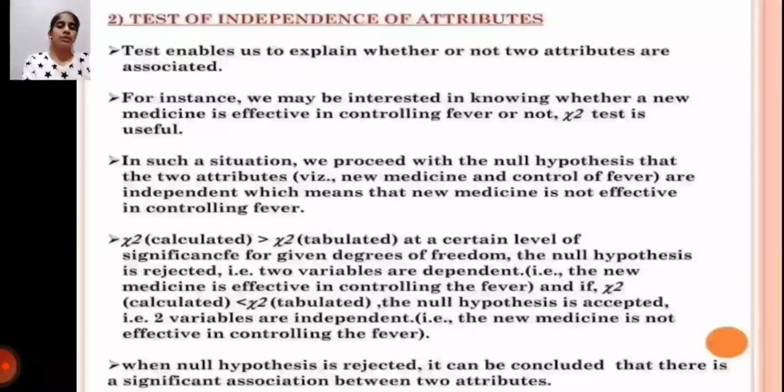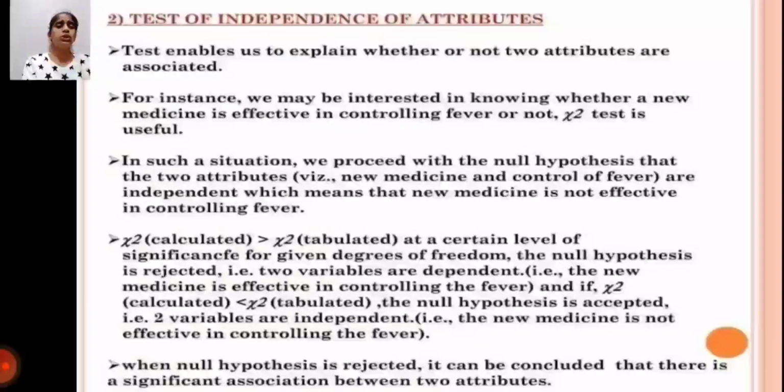And the second application is test of independence of attributes. The test enables us to explain whether or not two attributes are associated. For instance, we may be interested in knowing whether a new medicine is effective in controlling fever or not. The test is useful. In such a situation, we proceed with the null hypothesis that the two attributes are independent, which means the new medicine is not effective in controlling fever.